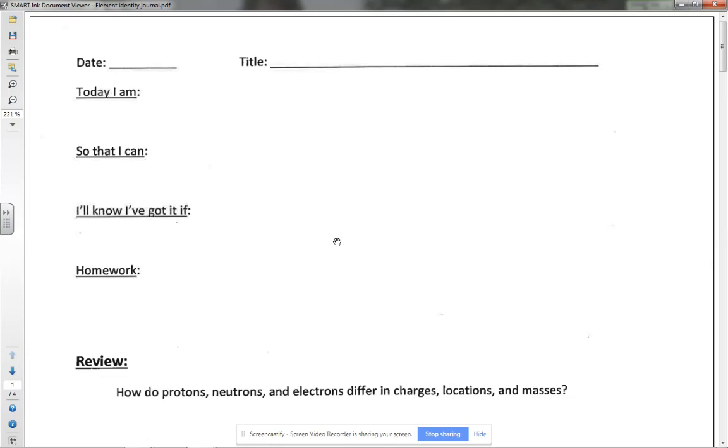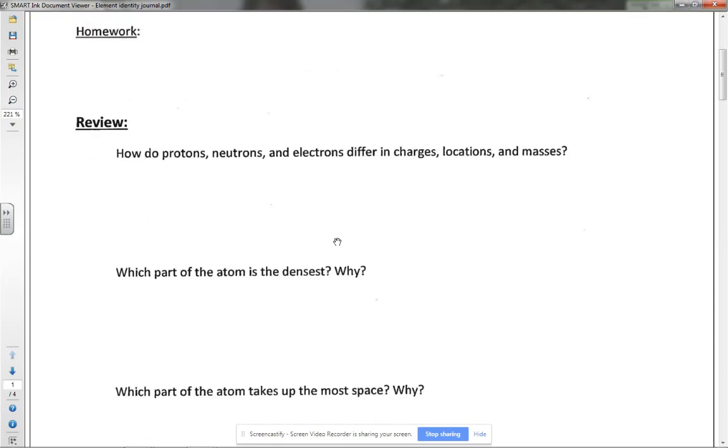So, I would like you to take a second and review from yesterday the questions on the board. How do protons, neutrons, and electrons differ in charges, location, and masses? You can create a chart just like we did at the end yesterday. Which part of the atom is the densest and why? Which part of the atom takes up the most space and why? So pause the video now to go ahead and answer the questions. When everyone is ready, you may then continue.